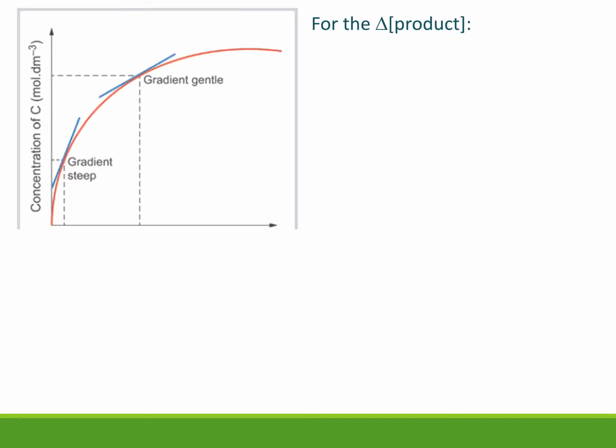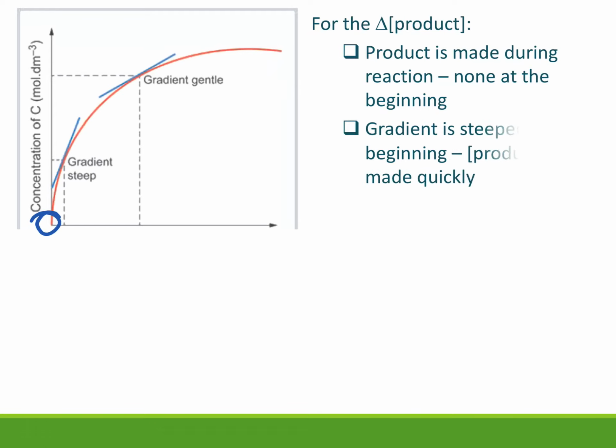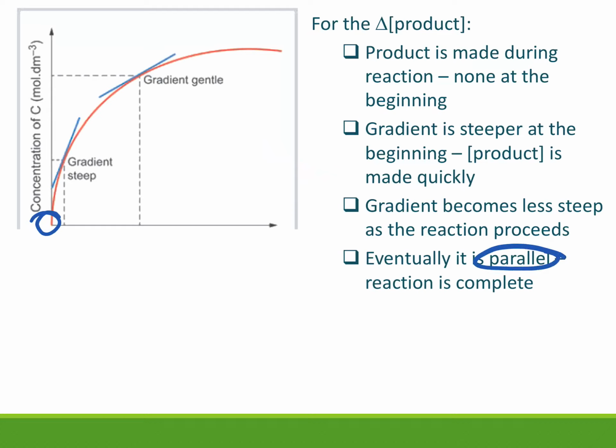We can see the same thing with the concentration of the product, so we need to remember that the product is made. So at the beginning, there's no product. Very important. The gradient is steeper at the beginning, just like with the reactants, because the reaction is fast. The gradient becomes less steep as the reaction goes on, because we're using up the reactants. There's less and less available for it to happen. Eventually, it will become parallel. This is very important. This really should be more of a parallel line, because the reaction is complete. We've stopped making product. Okay?